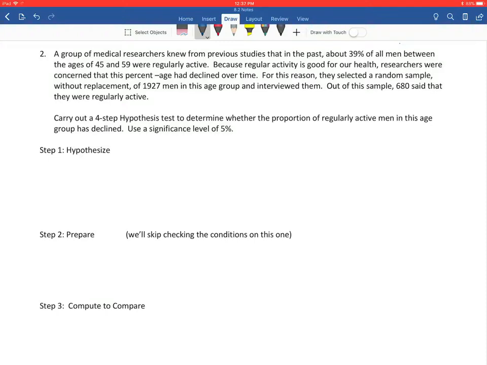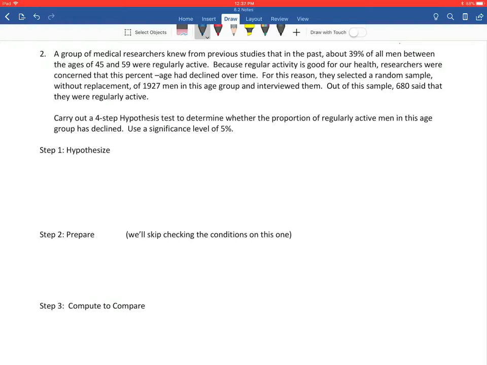Okay, we have two more example hypothesis tests to run through, but these are going to go by a lot faster because we're going to skip that really super fun checking conditions. We definitely have all the information in all of these problems to do that, but we want to move through them a little bit quicker, so we're going to skip that part.